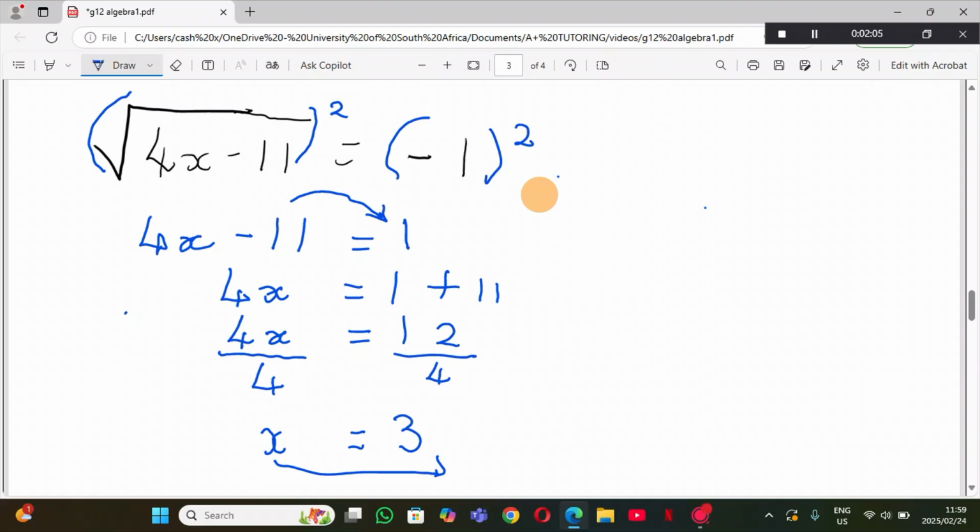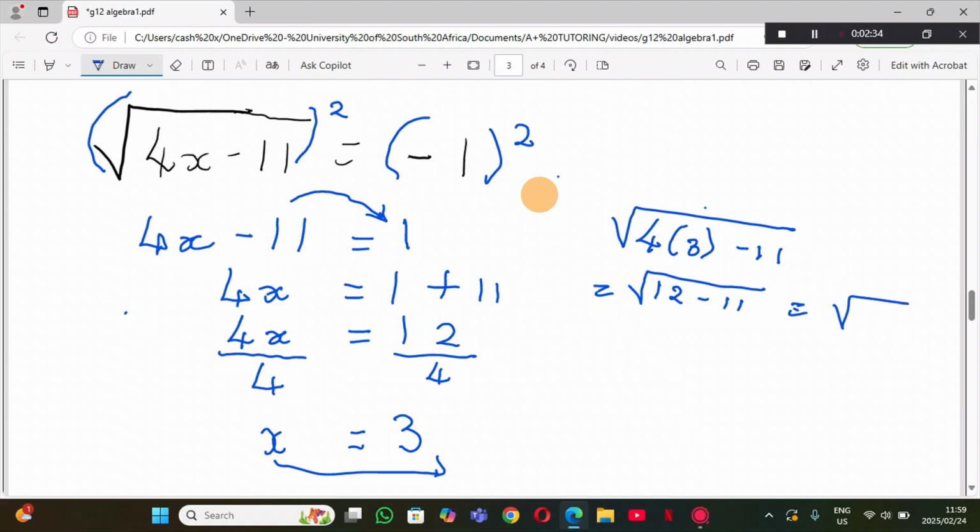So if you take this 3 and put it back there, you're supposed to get minus 1. Right? But with this kind of question, let's take the 3 and put it back. We take the 3, we have root of 4 times 3 minus 11. So 4 times 3 is 12, right? Minus 11, which will give us what? Root of 1. Which root of 1 is 1.